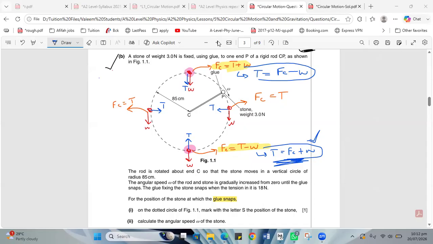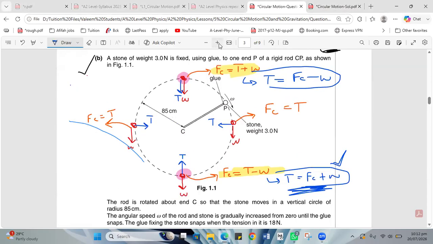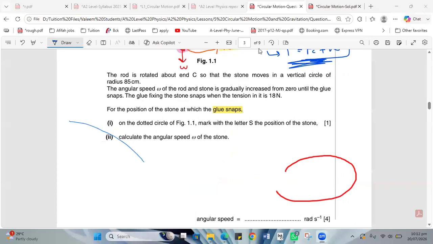Perfect. Now in this case, the question didn't ask you for a reason. They just said mark a letter. In case they say explain, explain why the glue snaps over here, your answer should be that the tension is maximum over here. You can also include the equation for tension: it is equal to centripetal force plus weight.